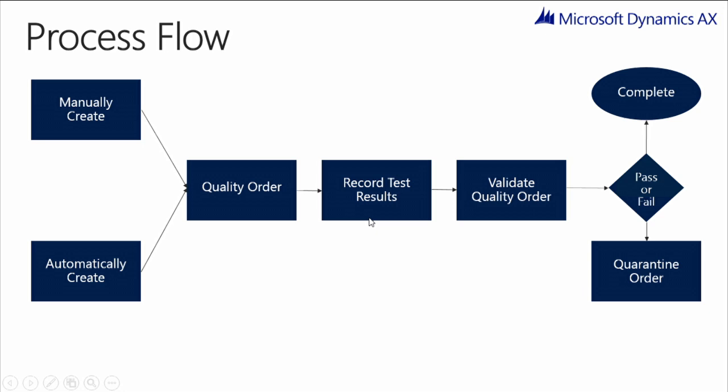After the test results have been recorded, you can validate the quality order. When you validate, either the system will pass or fail the test. Depending on the settings when you validate the quality order, if it's passed, the quality order will be completed. If it fails, a quarantine order may be generated. In the next lesson, I'll show you how to set up each of these different components in AX.